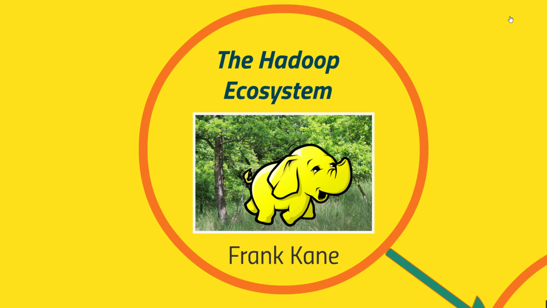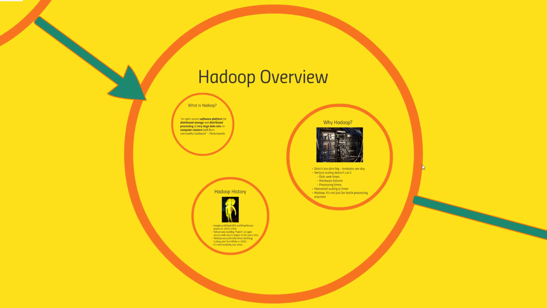So let's talk a little bit about the basics of Hadoop, where it came from, what it's for, what it's all about. Let's dive in. All right, let's dive right in and talk about the Hadoop ecosystem. The mascot of Hadoop is this yellow elephant here, and we'll talk about why in a minute. Again, my name is Frank Kane, and I'll be your instructor as we make sense of this wild world of Hadoop.